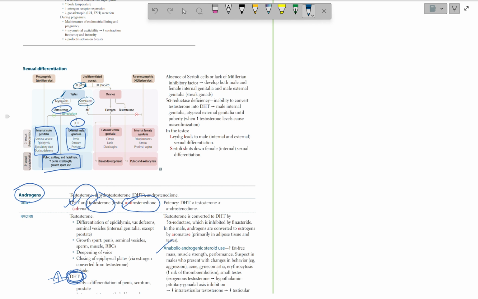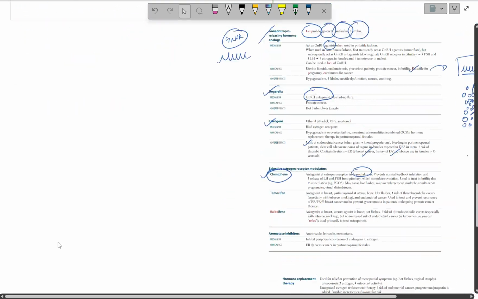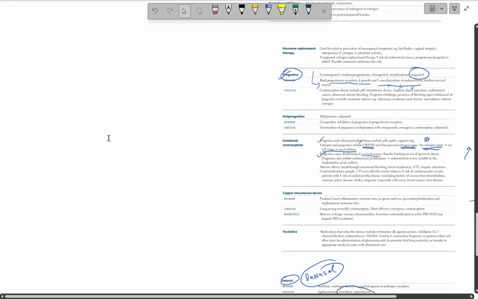The fetal testis has Leydig cells and Sertoli cells. Sertoli cells are the ones that produce the Mullerian inhibiting factor, and Leydig cells produce testosterone. Spermatogonia are supported by the Sertoli cells. It's just a supportive cell. So if you see the structure of a testis, that becomes more clear.